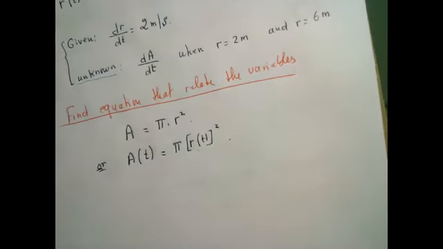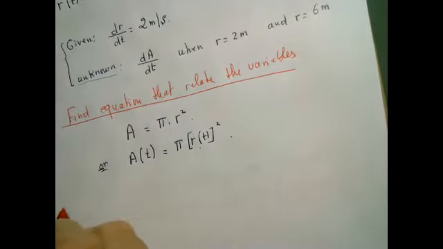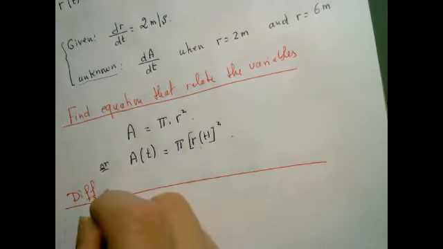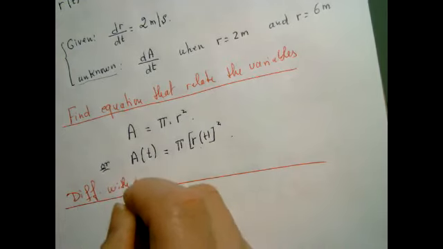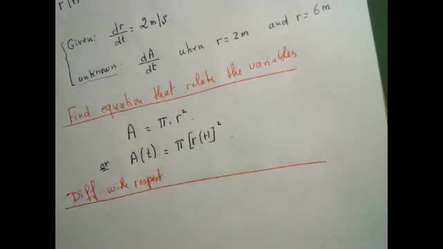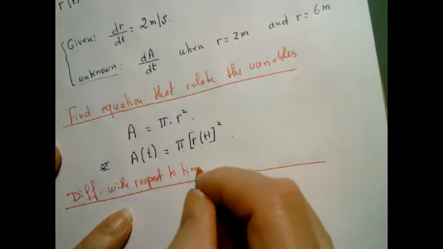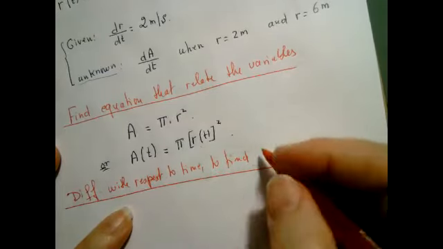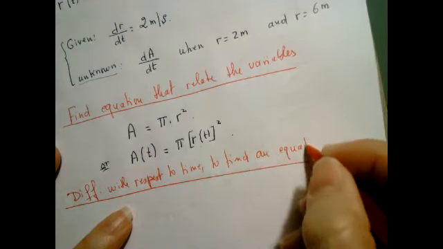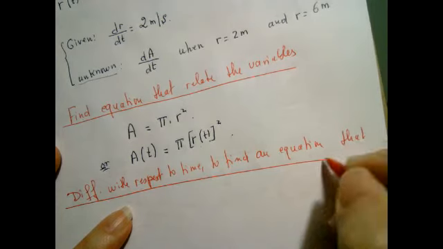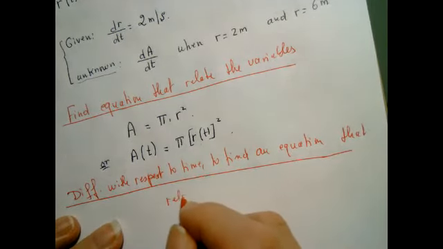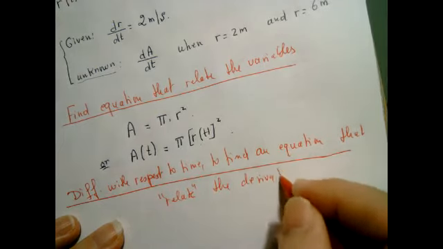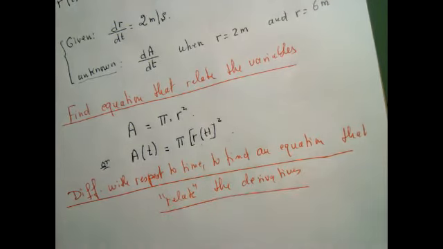So now what we're going to do is differentiate. The idea is we're going to differentiate with respect to time. Time is my underlying variable. We differentiate with respect to time to find an equation that relates the rates themselves. That's where the word related rate comes from, that relates, quote unquote, the derivatives. So I want to find a relationship between the rates. That's really what I want.